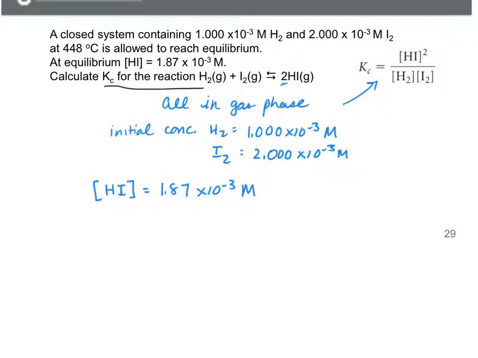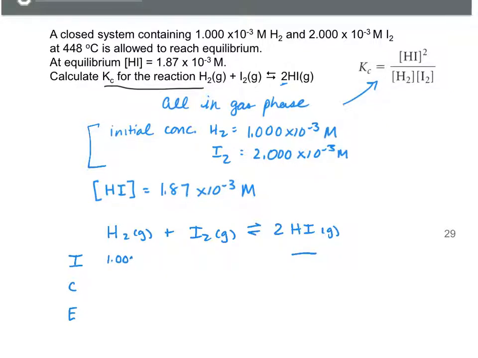We do need to set up an ICE table. So let's rewrite our reaction, H2 in the gas phase plus I2 in the gas phase in equilibrium with 2HI in the gas phase. So we'll have our initial concentrations, our change, and our equilibrium concentrations. We do not have any HI initially, so we're just going to put a line through there. And our initial concentrations of H2 and I2 were given, so I'm going to put these in here. Again, in your ICE tables, make sure you're using concentration, not moles.